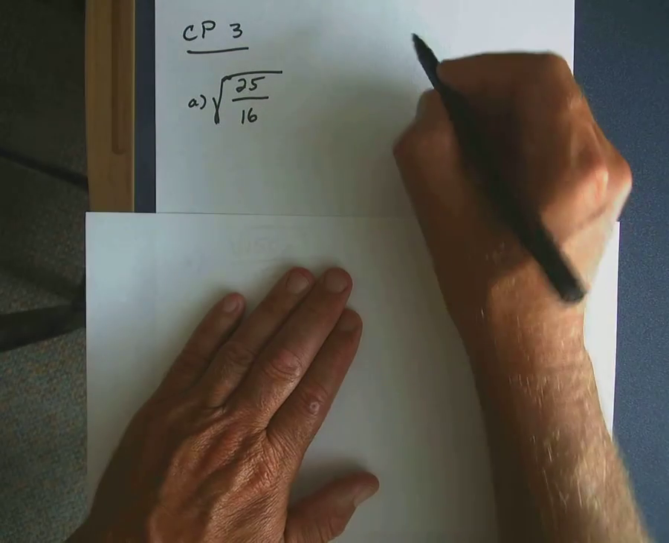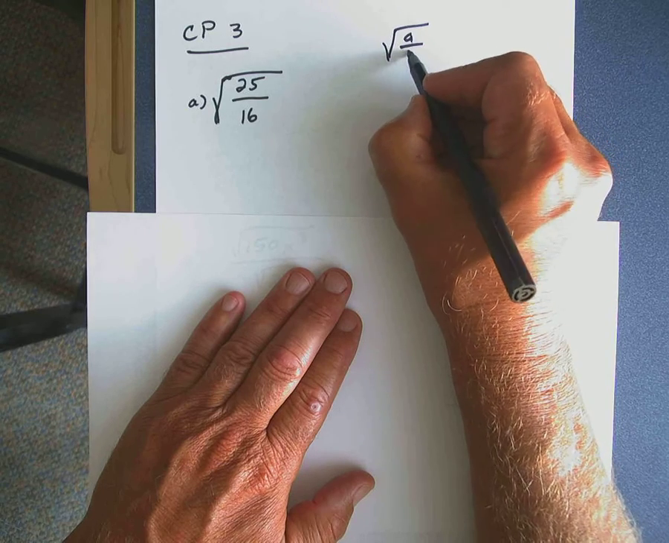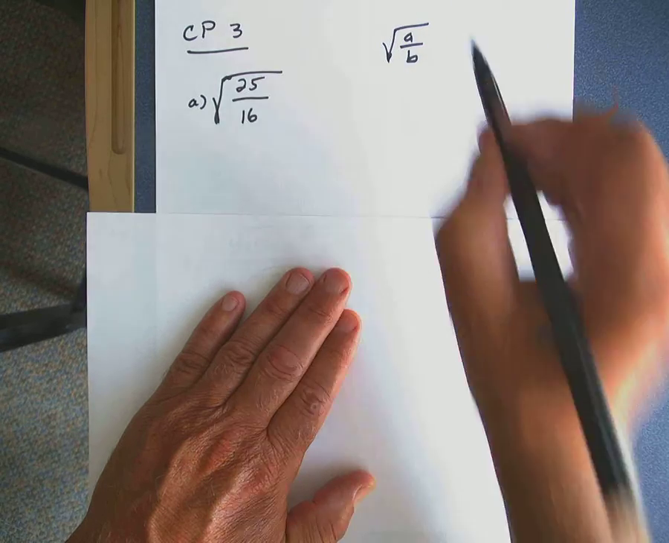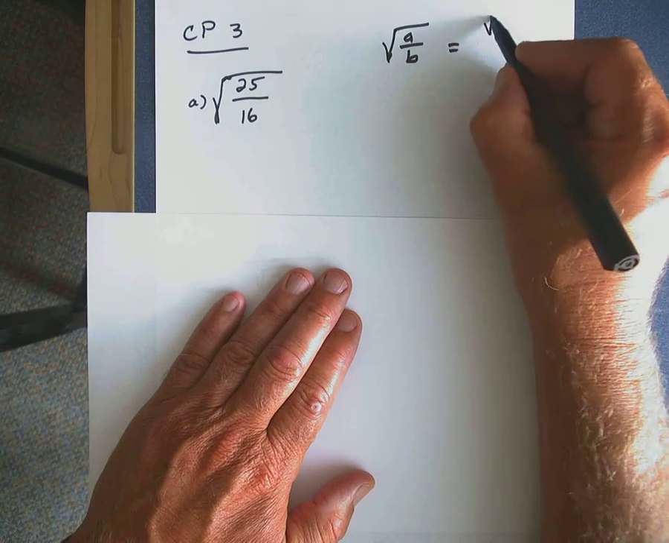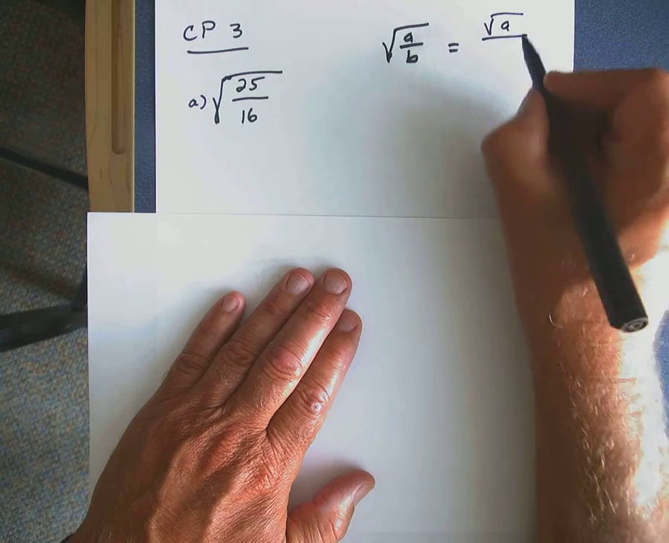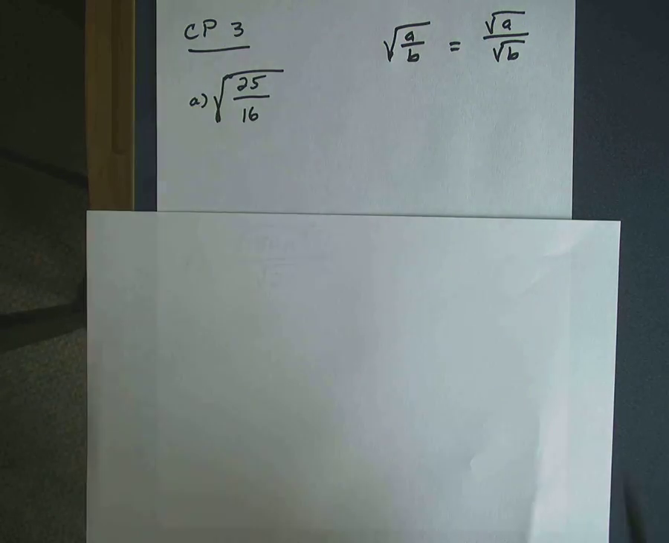The quotient rule we're going to use states that if you have the square root of the quotient of two numbers, a over b, you can rewrite that as the square root of a over the square root of b. So we can separate them out and make them have two radical signs instead of one.